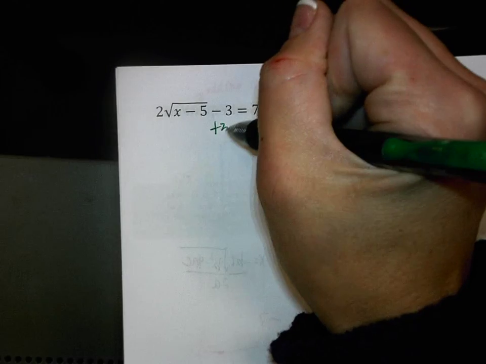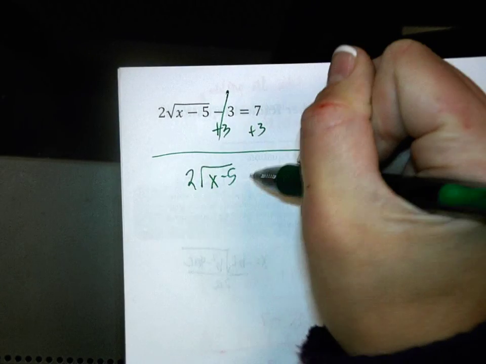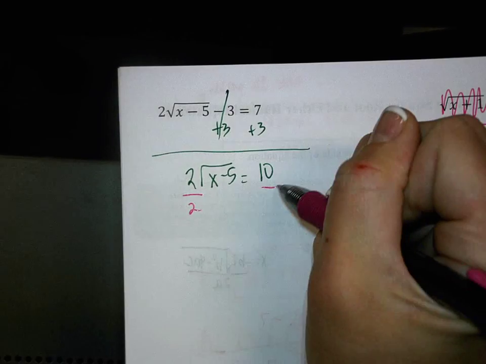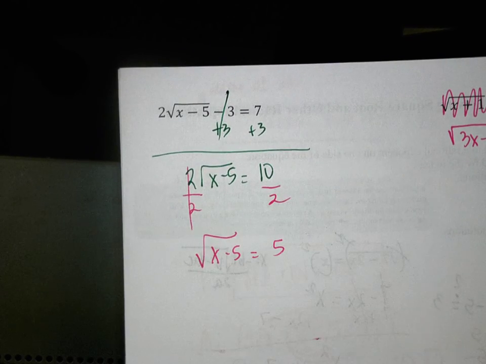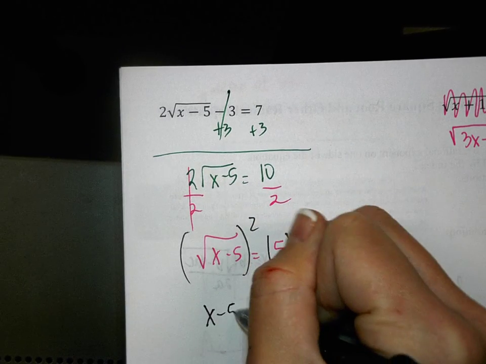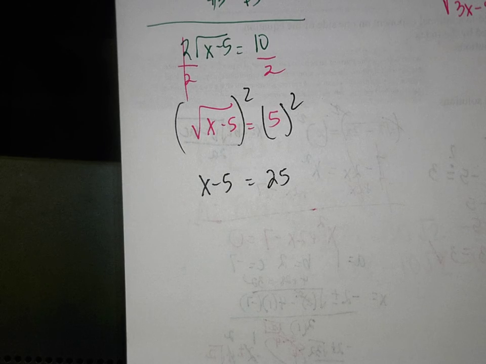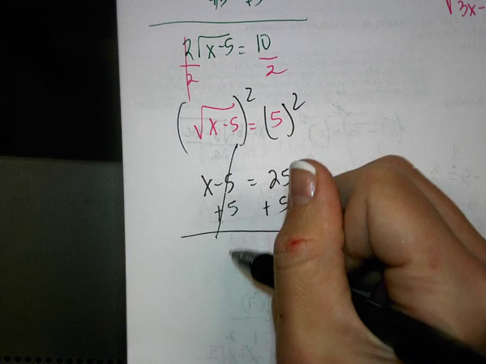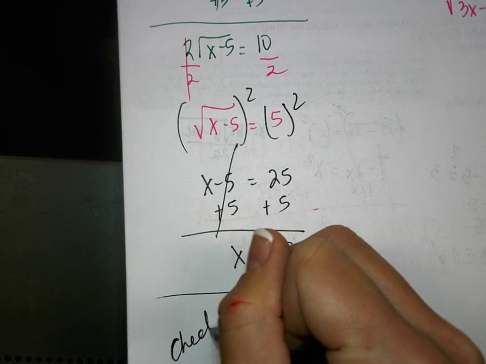First, you would add 3 to both sides: 2 root x minus 5 equals 10. Next, you would divide both sides by 2. So then I have root x minus 5 equals 5. Next, I would square both sides. I get x minus 5 equals 25. Then I add 5 to both sides. X equals 30. So then we need to check it just to make sure.